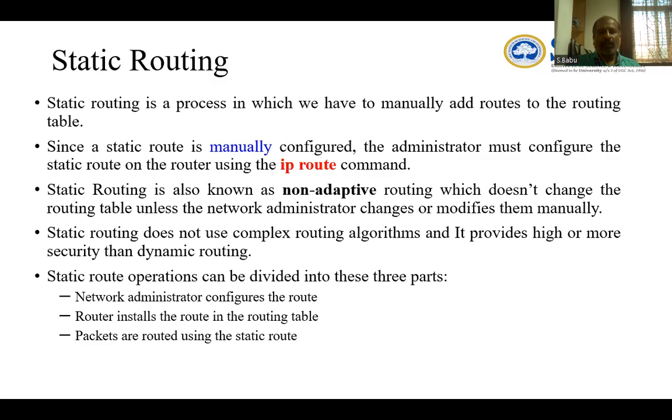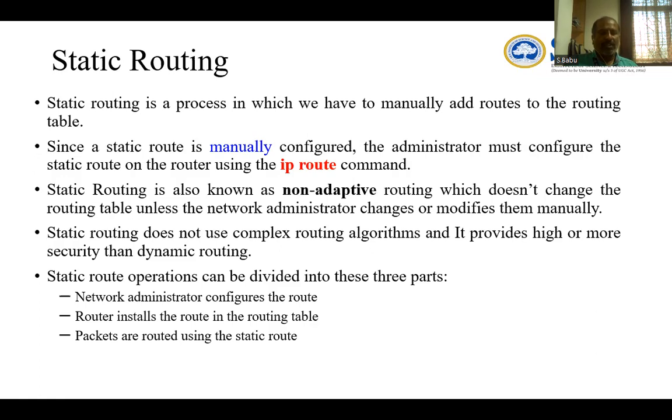Static routing is a process in which we have to manually add the routes between the source and destination in the routing table. Since static routing is manually configured, the administrator is going to configure it. They are going to provide the source, destination, the next hop address, the network address, everything manually. Once the configuration is over, the data is transferred from source to destination.